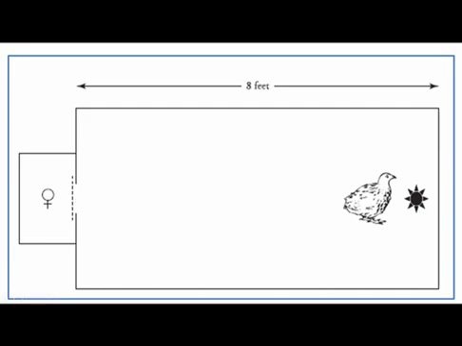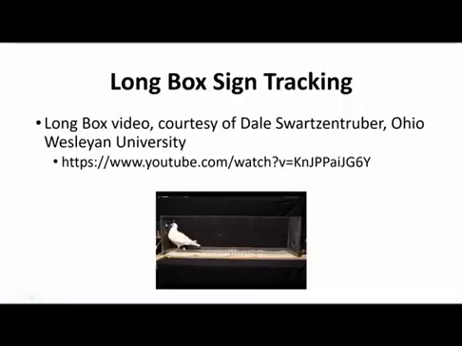And so they will do this, different species will do this with food. Here we have it with sexual displays. There's lots of different behaviors that kind of follow this same pattern. And there's another video of a pigeon in an operant box. This time it's a long box. So this would be a long box sign tracking experiment.